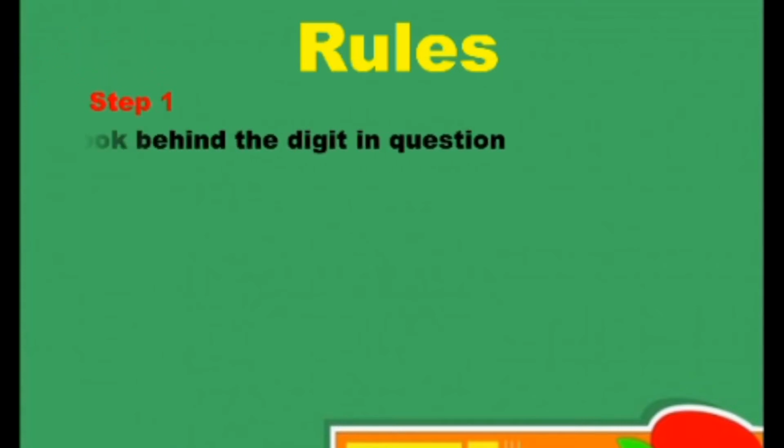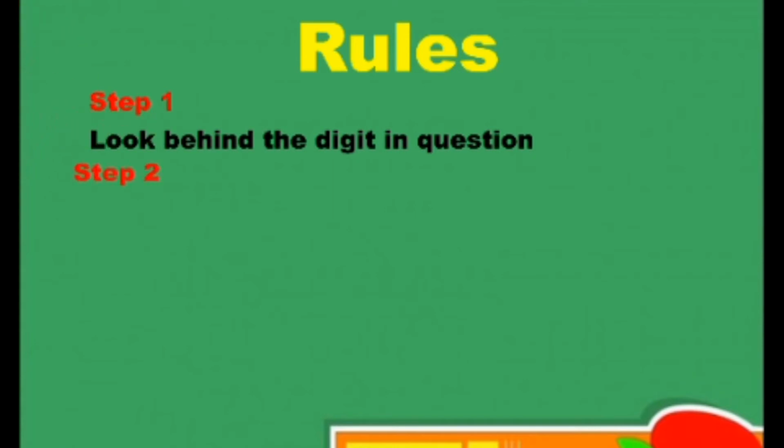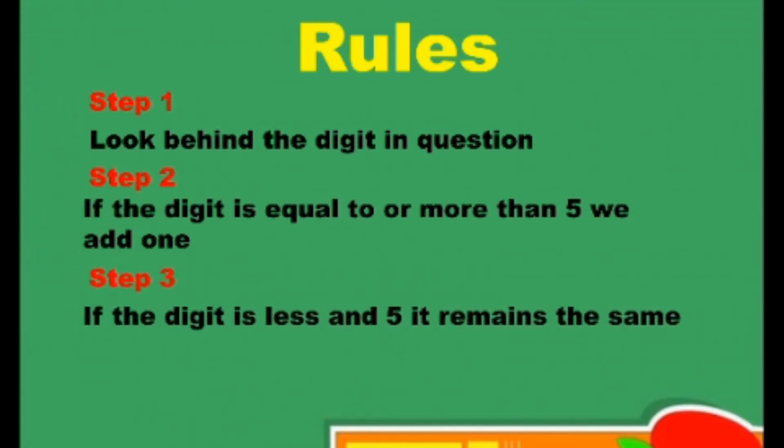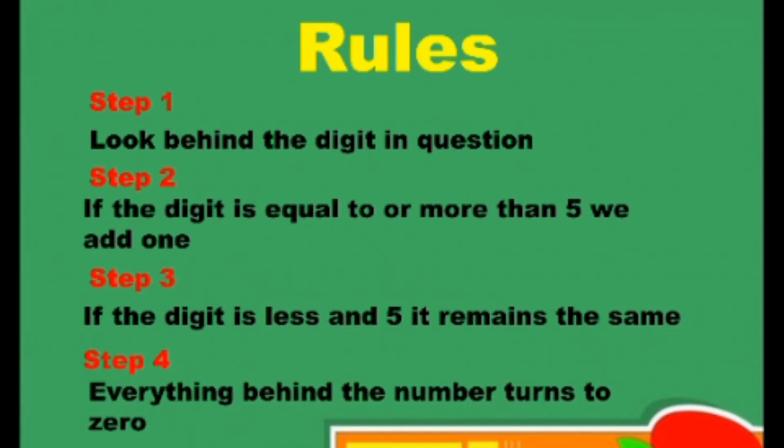There are 4 steps we must follow. Step 1. Look behind the digit in question. Step 2. If the digit is equal to or more than 5, we add 1. Step 3. If the digit is less than 5, it remains the same. And step 4. Everything behind the number turns to 0.